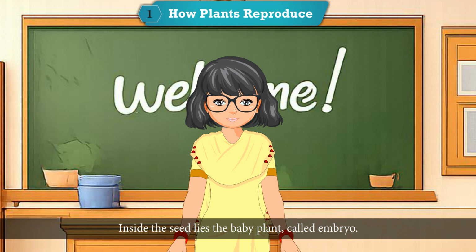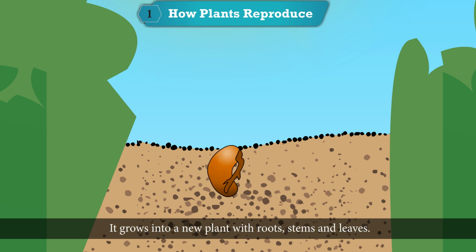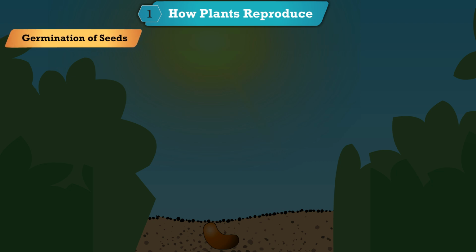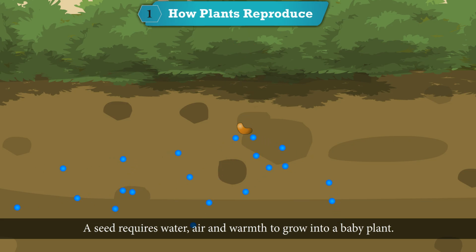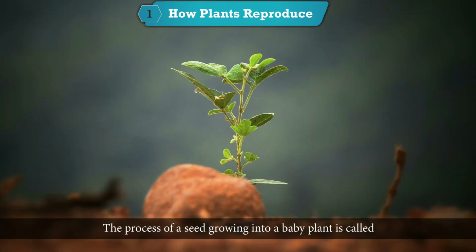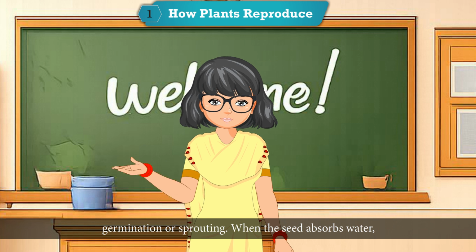Inside the seed lies the baby plant, called the embryo. It grows into a new plant with roots, stems, and leaves. Germination of seeds. A seed requires water, air, and warmth to grow into a baby plant. The process of a seed growing into a baby plant is called germination or sprouting.